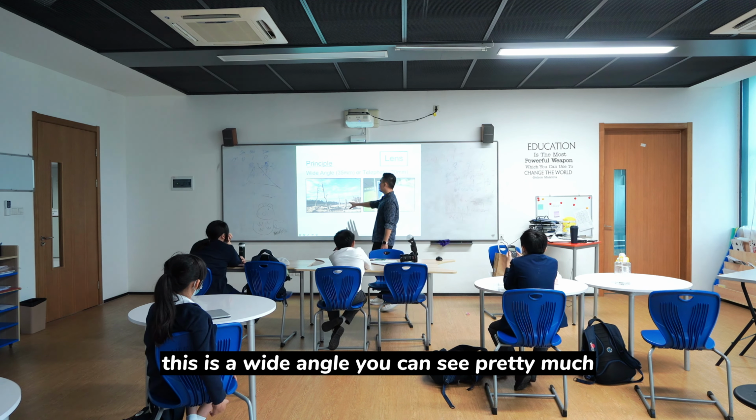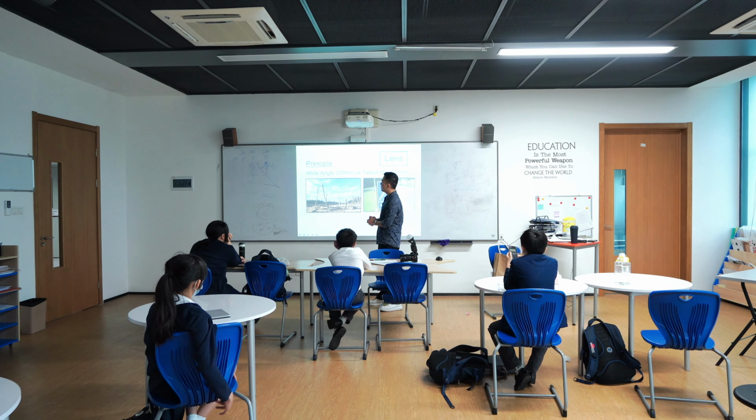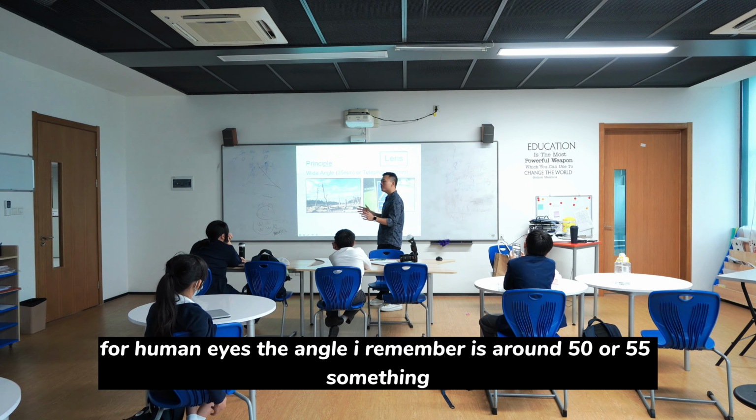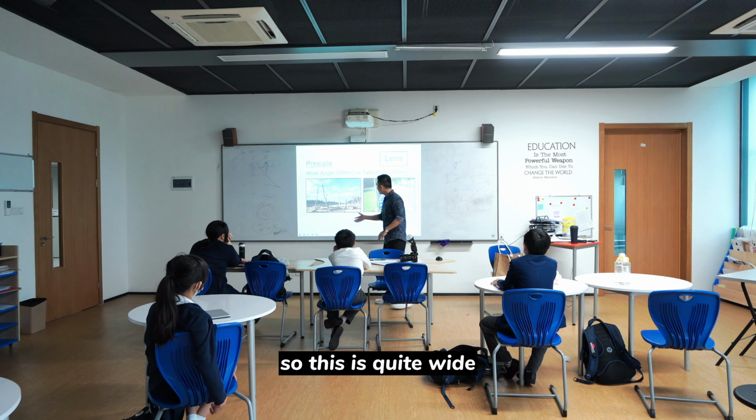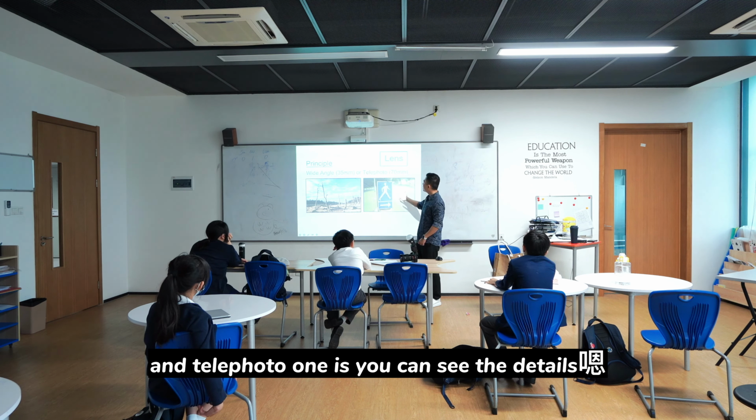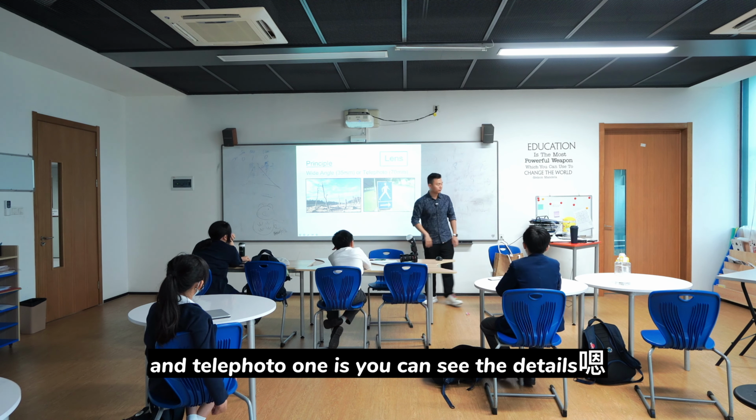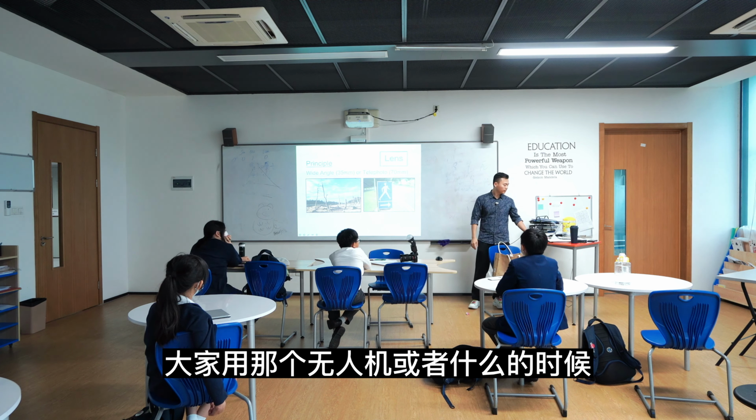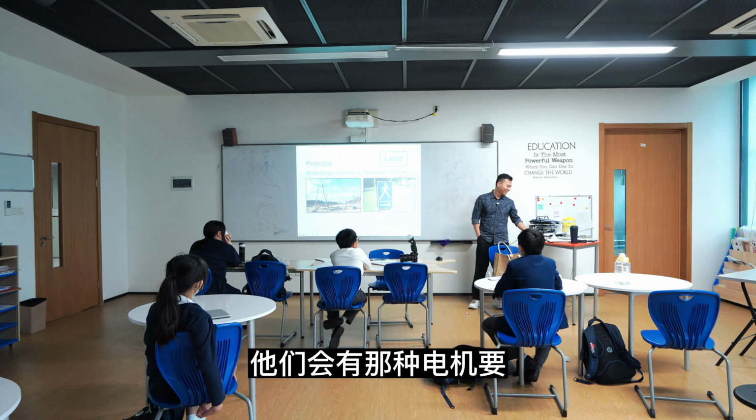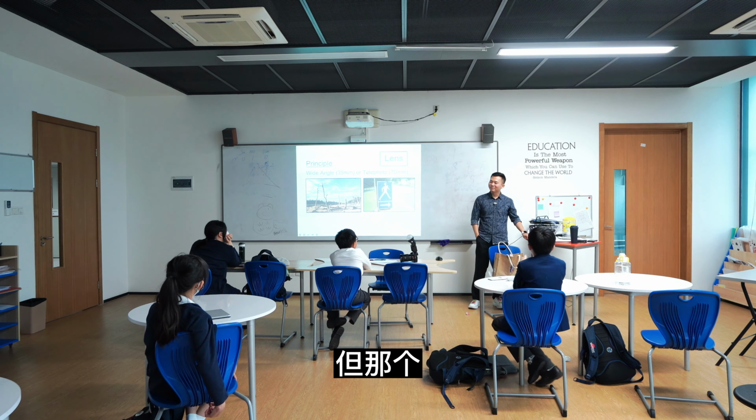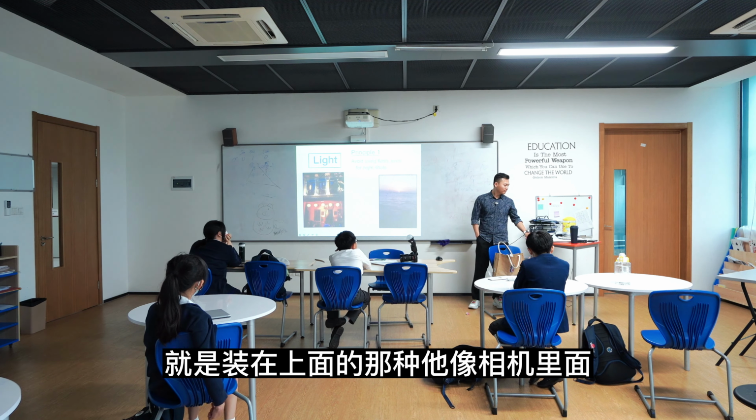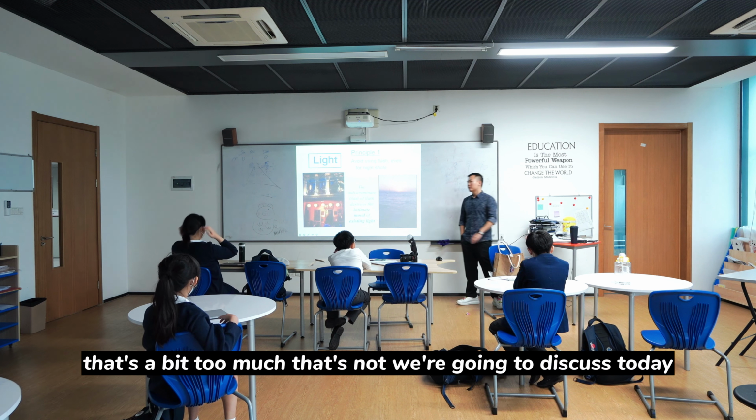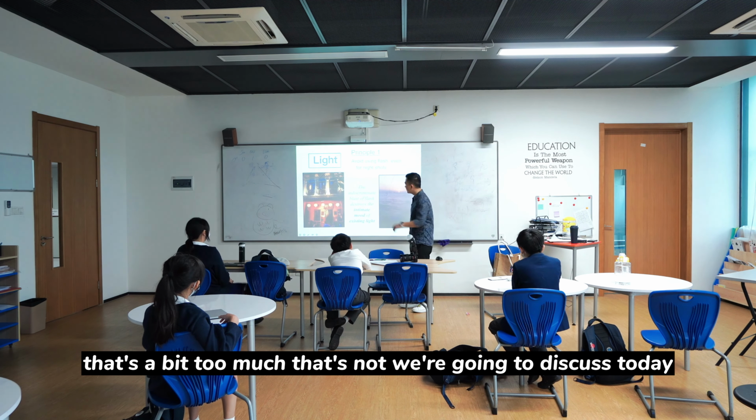For different lenses, you see different views. This is the wide angle. You can see pretty much. For human eyes, the angle I remember is around 50 or 55 something. So this is quite wide, and the telephoto one is where you can see the details. That's a bit too much. That's not what we're going to discuss today.